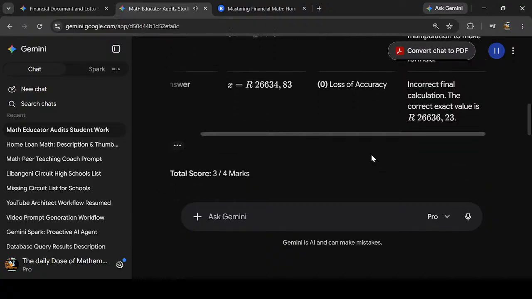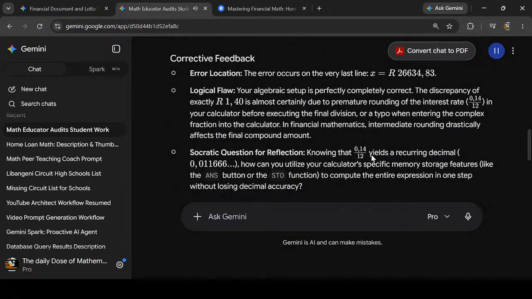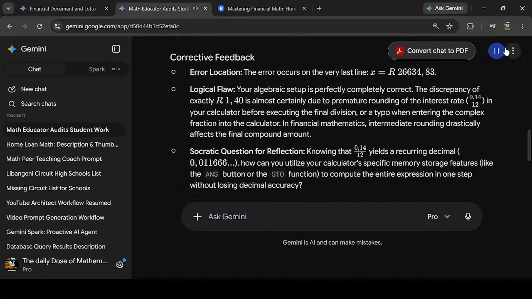Corrective feedback. Error location: the error occurs on the very last line. Okay guys, we will try to fix our senior marker. Currently we are trying to program him so that he rounds off on the final answer. Currently he's rounding off each and every step that he does. That is why he gets a different answer than us. But exactly the way we showed you how to press it in your calculator, it's the correct way. Now, we are going to number B.